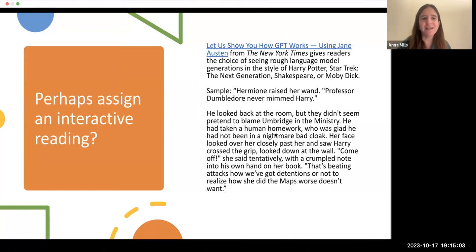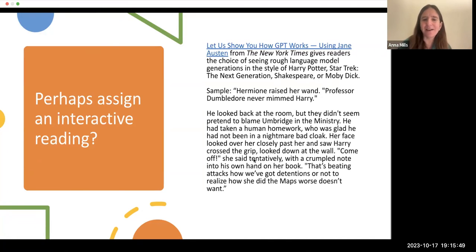Another favorite I have is this New York Times interactive reading. Let us show you how GPT works using Jane Austen. And I kind of wish they hadn't used Jane Austen because not everybody loves Jane Austen, but probably Harry Potter has wider reach globally. So I think it's funny how they show how a language model is trained and how it starts with gobbledygook, almost gibberish. And then over time, it starts to look more like what we might be familiar with from Harry Potter, the kinds of words and the character names, but it still doesn't really make sense. So you start to get a sense of how the language patterns come together without the meaning really driving it.